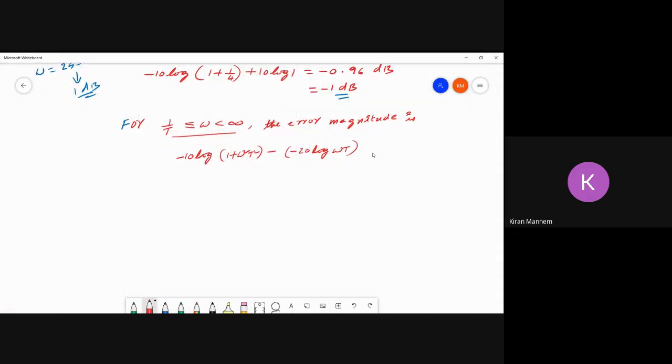So we are calculating the error for 1 by t less than or equal to omega less than infinity. So first let us find out the error at the corner frequency. Do you have any problem? You got some warning. Okay.